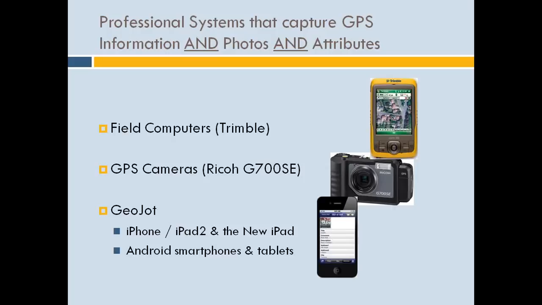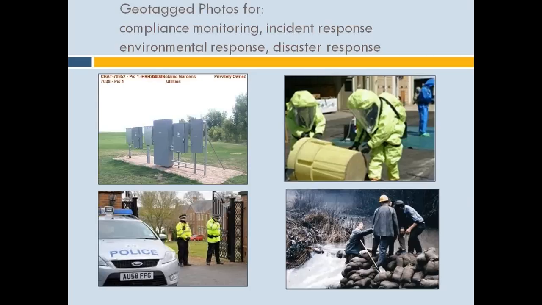Specialized field computers like this Trimble Nomad at the top right of the photo have proven the value of attribute capture. The Ricoh G700 camera in the middle is the latest in the line of Ricoh GPS cameras that facilitate photo attribute capture using its back of the camera pick list menus. Today we'll show you how to use the newest edition, the GeoJot smartphone, for photo and attribute collection.